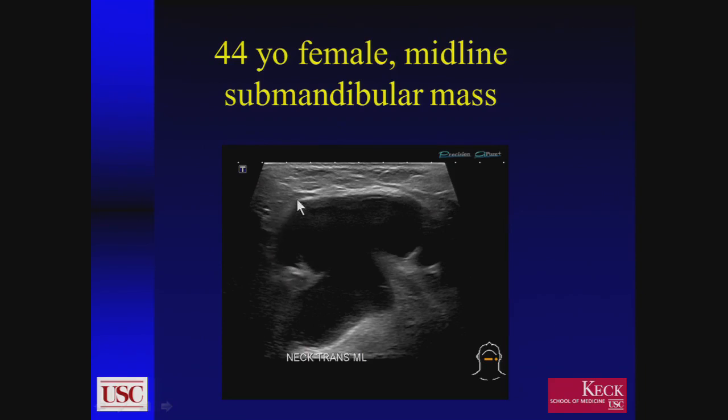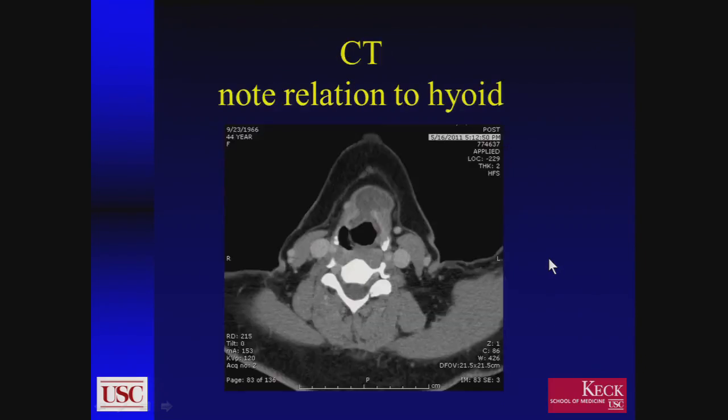You can see this large cystic structure here, and this obviously represents a thyroglossal duct cyst. Frequently, these things will insinuate themselves between the two sides of the hyoid bone, so you'll have almost this figure 8, and this is a very classic feature of these midline thyroglossal duct cysts.